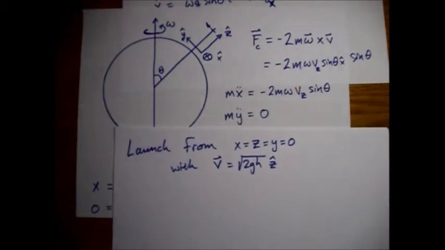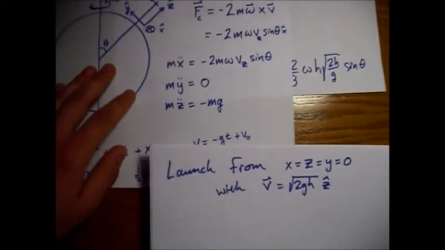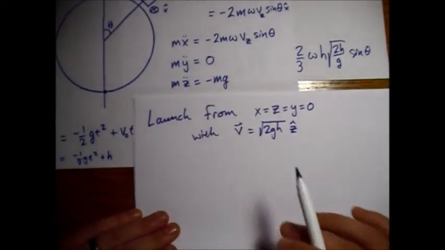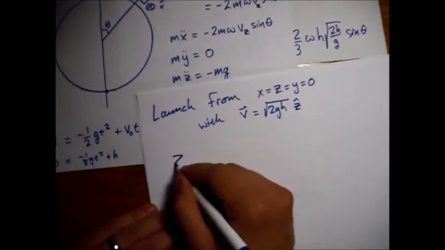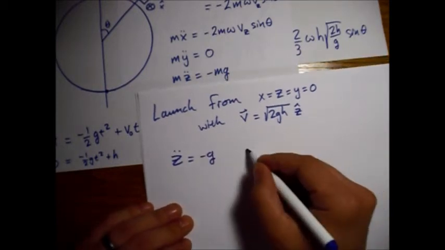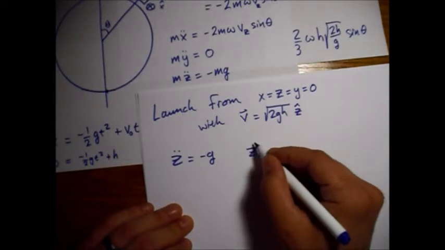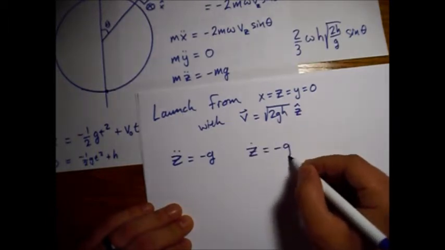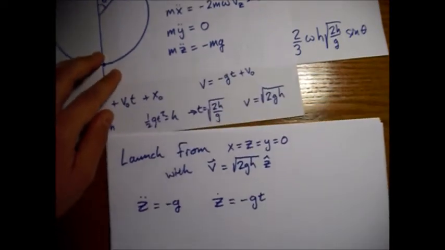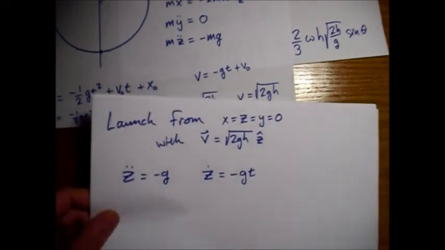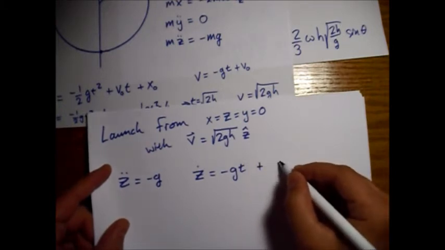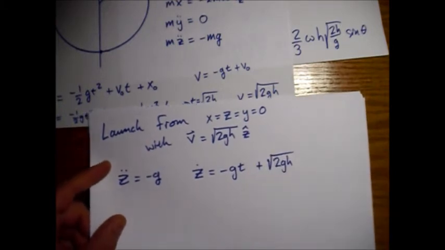So we'll just go through this process again. So starting here, we have z double dot equals minus g. Solving for our velocity, we get minus gt. So integrating we'll get our initial, we do have an initial velocity in the z direction this time, and it's 2gh under a square root like this.